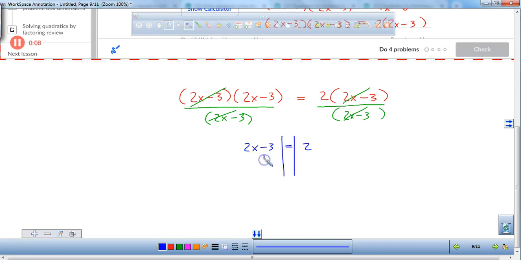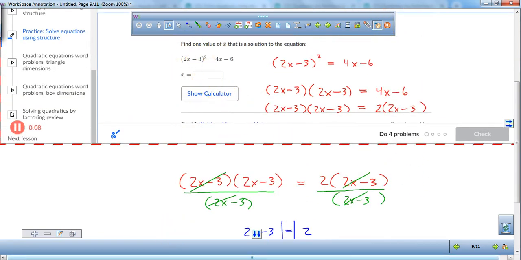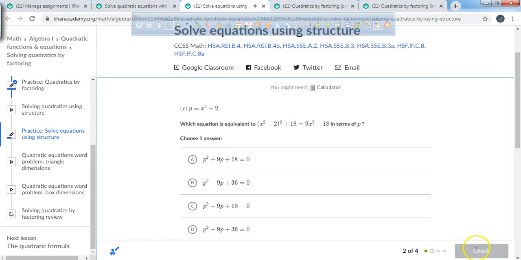How do you solve for x? You isolate the variable x. You add 3 to both sides and get 2x equals 5. Then you divide both sides by 2, and you get x equals 5 over 2. That's going to be the answer. Obviously, we're going to do more than one of these problems for this video. I'm just going to type in 5 divided by 2 and go on to our next question.